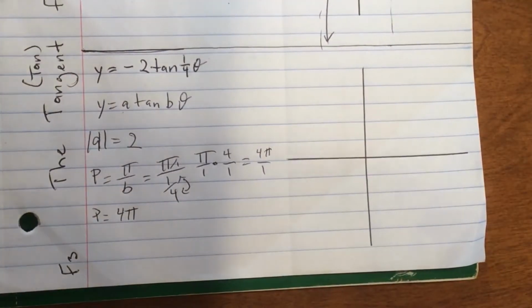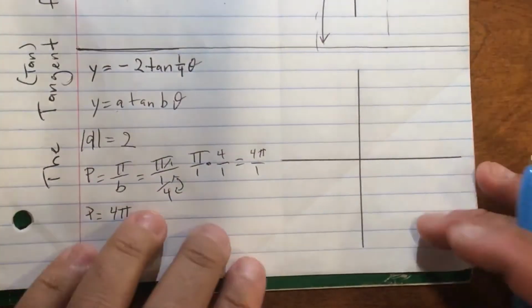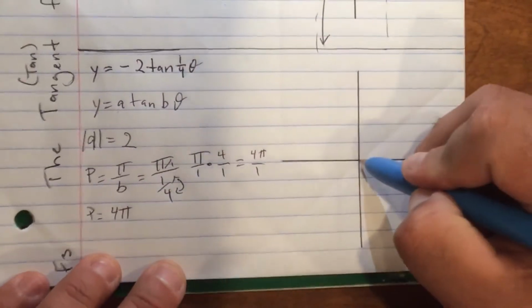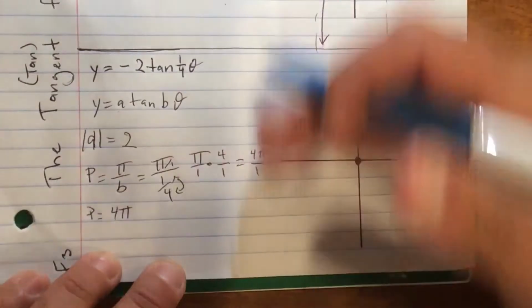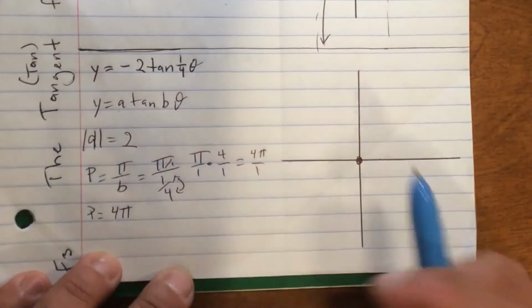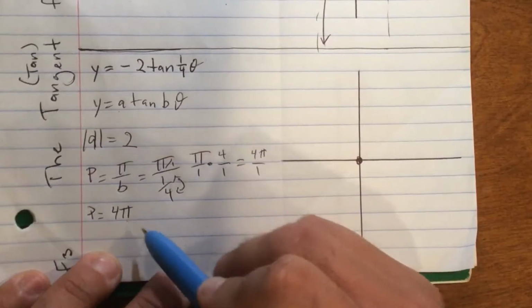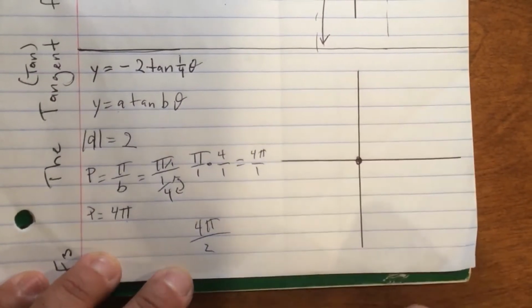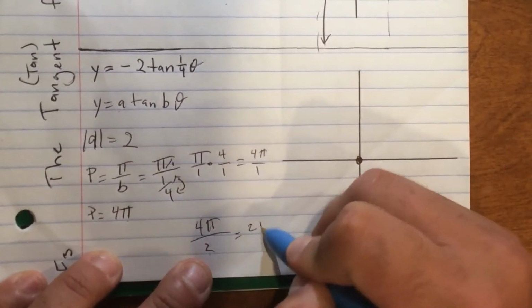So now we can actually graph it. Remember, tangent always starts in the center unless we have a phase shift that moves it over, or a k that moves it up or down, which we don't in this one. We are going to take half of this, so we're going to take the 4 pi and divide it by 2. And we see that 4 divided by 2 is 2, so this is going to equal 2 pi.